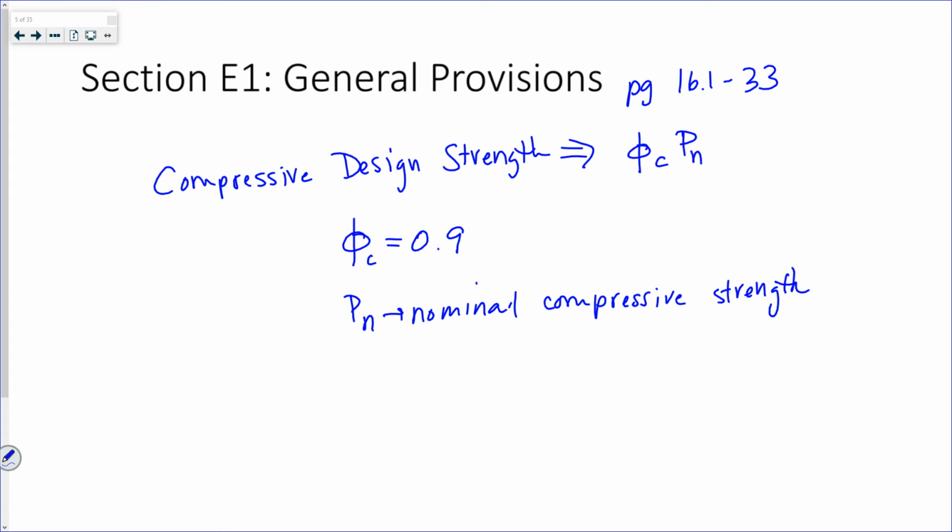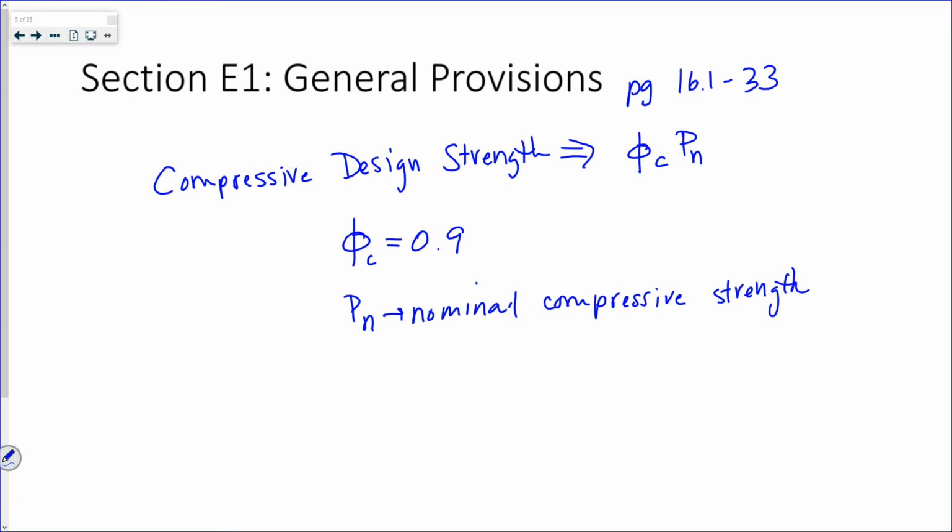Similar to tension, when our nominal strength was either Fy times Ag or Fu times Ae, there are going to be some equations. They're not quite as simple as those, but they're in the next couple sections.